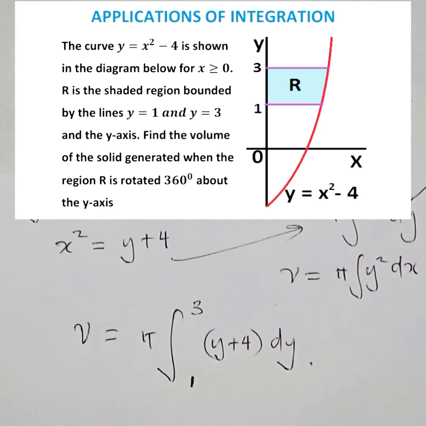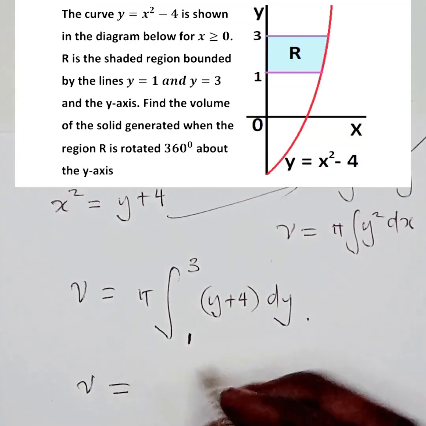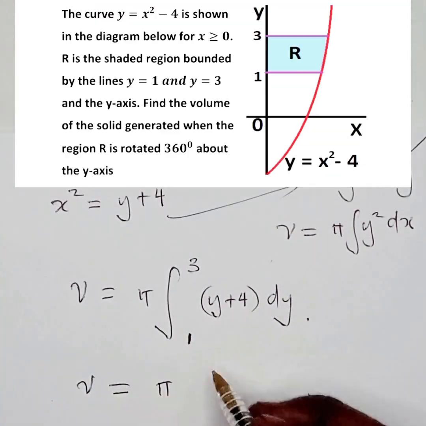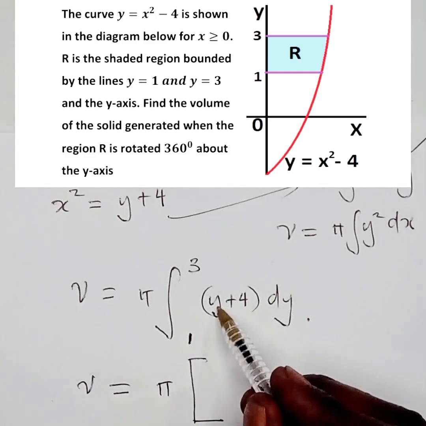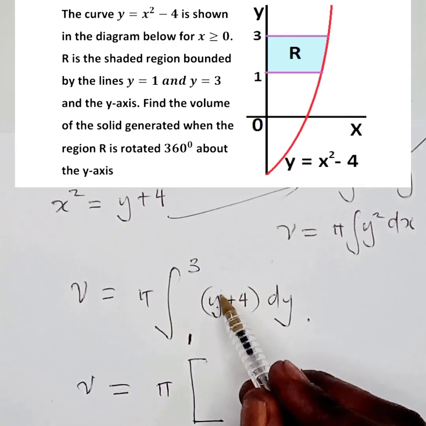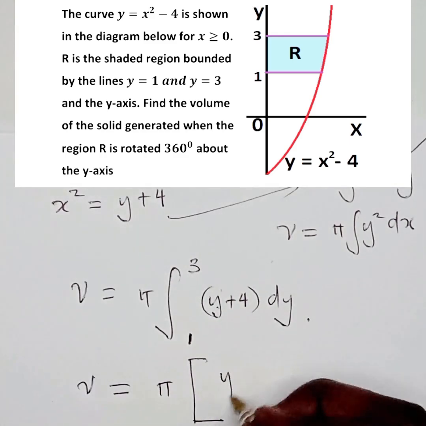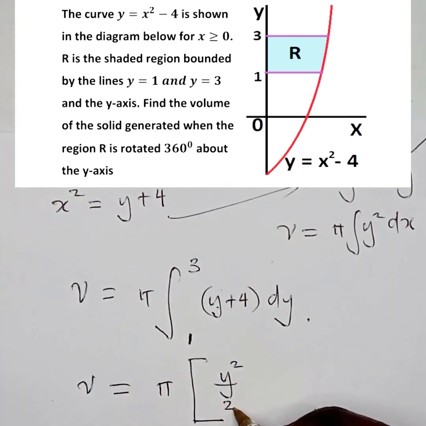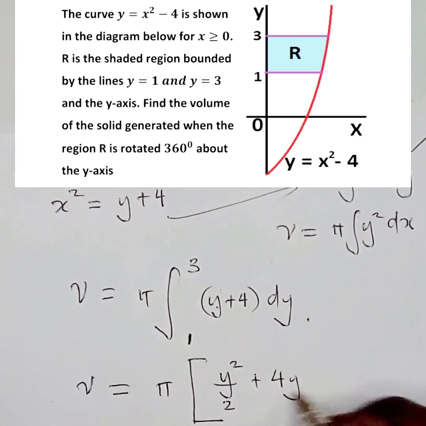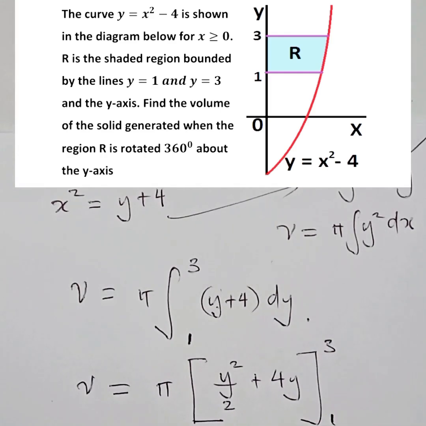Now we are going to integrate that. So we're going to say now volume V is equal to pi. Now when we integrate that, you remember we add a 1. There's y to the power 1 already. We add a 1, so we're going to have y squared. So that is y squared, and we divide by 2 plus 4y. That is from 1 to 3.